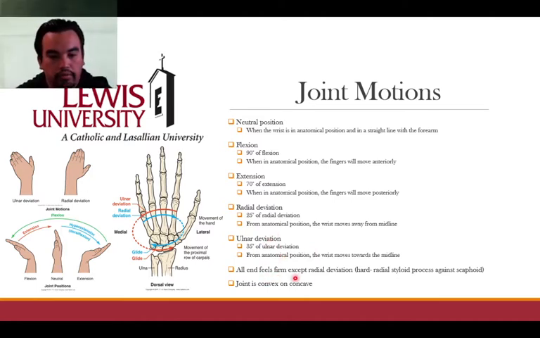All the end feels are firm except radial deviation, which is a hard end feel because the radial styloid process bangs against the scaphoid. The joint is convex on concave. Okay, so you can see here our concave and convex rule, how that shows how that moves, which way.